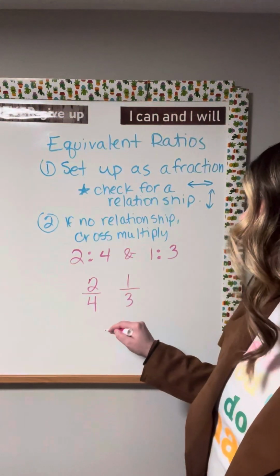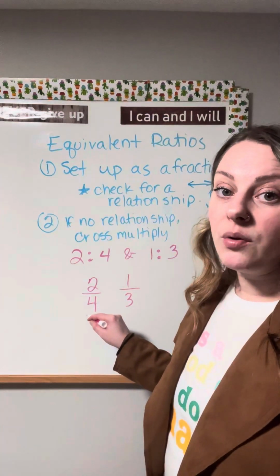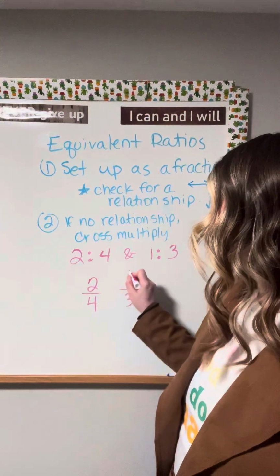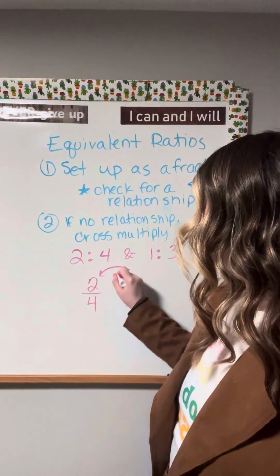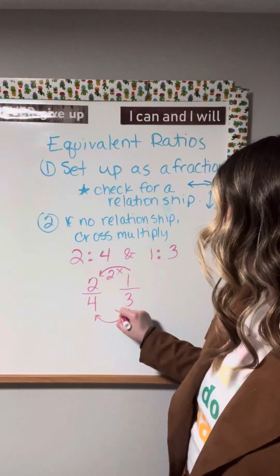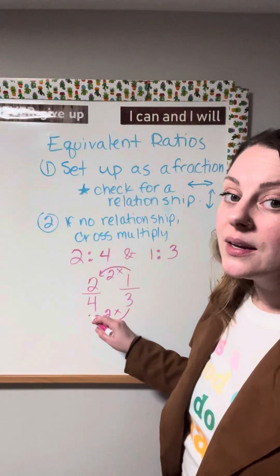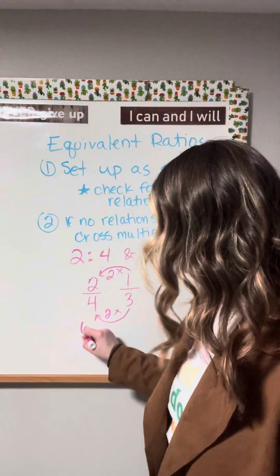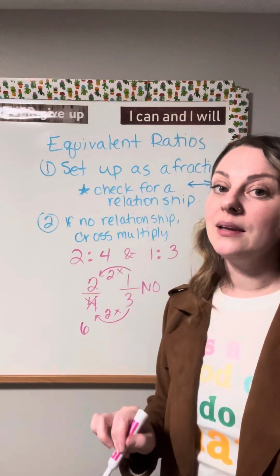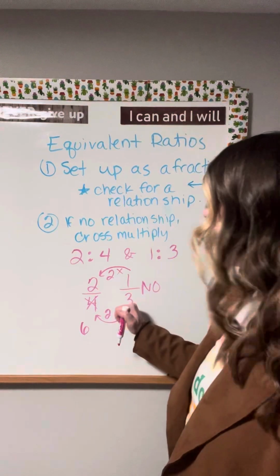So I'm going to look for a relationship. For example, can I go from 3 to 4? No. Can I go from 4 to 3? No. Can I go from 1 to 2? Yes. And I would do that times 2. What I do to the top, I do to the bottom. Is 3 times 2 4? No. It's 6. So then no, these would not be equivalent ratios.